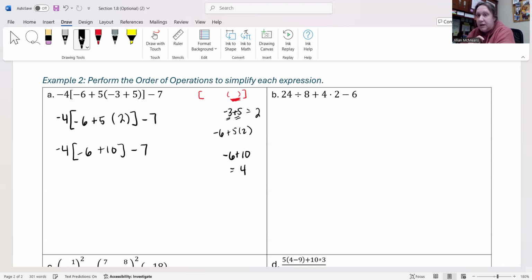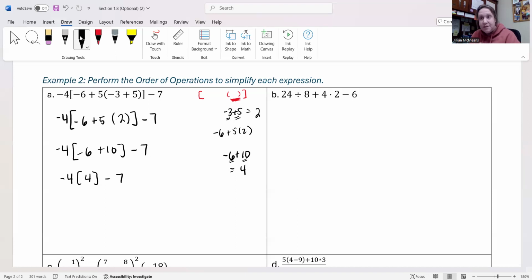But again, we always have to double check our signs. So I have 6 negatives, but I have 10 positives. Since I have more positives than negatives, this 4 is going to stay positive. So I'm going to rewrite this whole expression, but instead of -6 plus 10, I'm going to write +4. Now, these brackets are just indicating multiplication at this point. There's no more grouping symbol left. It's just keeping that 4 separate from the -4. So we know it's not 44, it's -4 times 4.